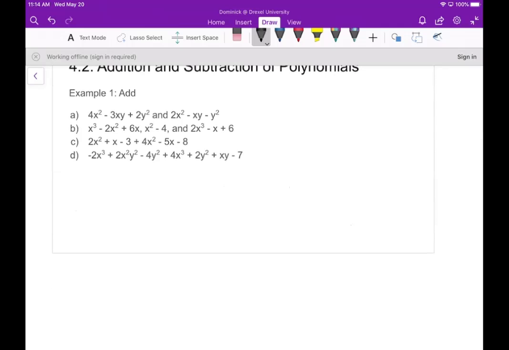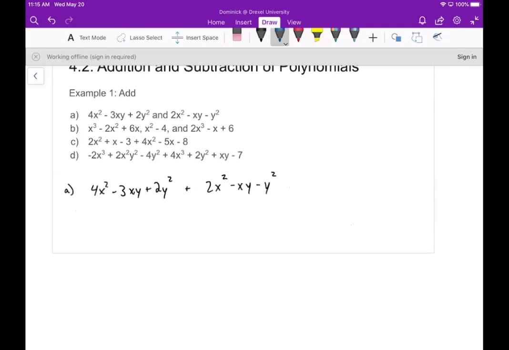Okay, so in part A, I want to add 4x squared minus 3xy plus 2y squared. And I want to add that, let's put these in parentheses just to indicate that they're separate, to 2x squared minus xy minus y squared. Now essentially the steps here are you're going to ignore those parentheses, so let me just get rid of them. And now we're just going to combine like terms.